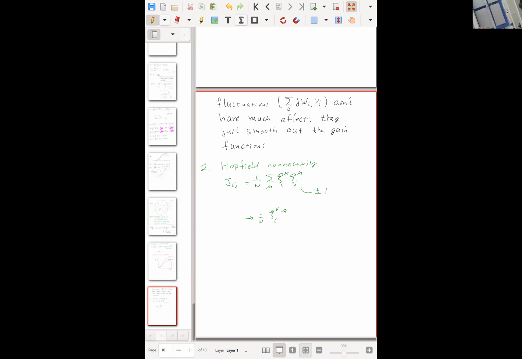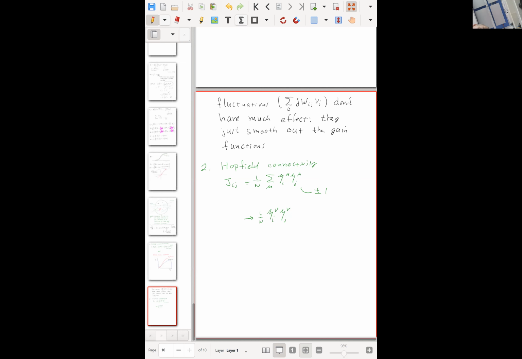Squiggle eta I knew. Oh, you guys let me write squiggle again. So this is eta. Squiggle is reserved for noise. Eta I knew, eta J knew. So we can consider one memory at a time, which is basically what we did. And then the rest of these things just smeared out the gain. Okay, so that's kind of nice.